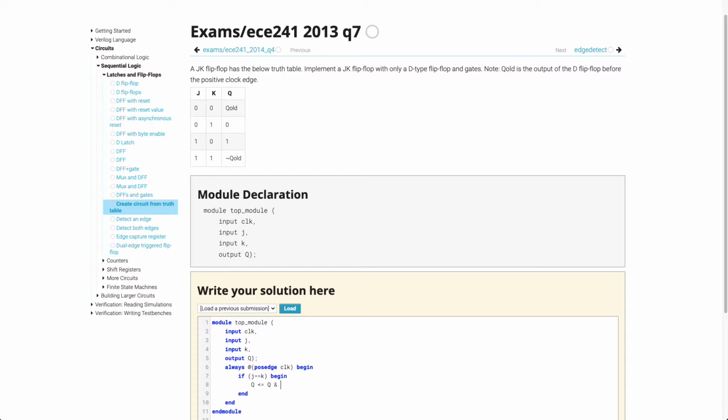If J is 0, because that means it's 0, 0, or we have not Q. If J is positive, because then if J is positive and they're equal, that means JK is 1. Else begin, we can use else here because this would be XNOR, and then this would be XNOR. And then Q here is just simply going to be: if J is 0, it's 0, 1 is 1.